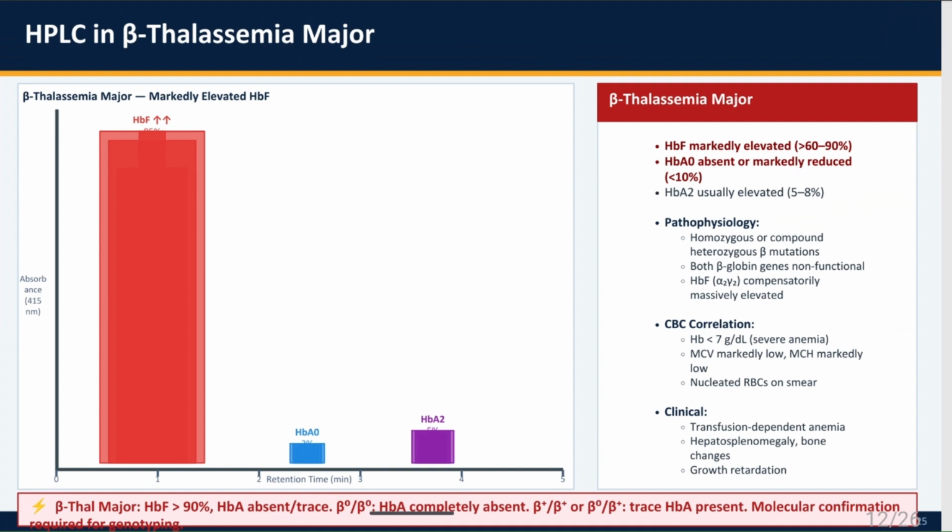For beta thalassemia major, the HbF level is very much elevated, that is more than 60 to 90%. The adult hemoglobin is absent or markedly reduced. HbA2 level is usually elevated. In CBC, the hemoglobin is less than 7 grams per deciliter. MCV is markedly low. MCH is also very much low. The nucleated RBCs can appear in peripheral smear. The patients are transfusion dependent and show severe to moderate anemia.